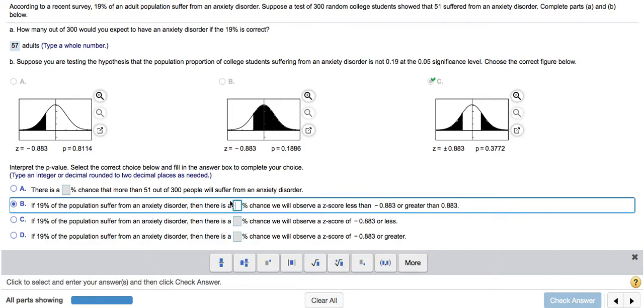So I'm going to put 37.72. So then there is a 37.72% chance we'll observe a z-score less than negative 0.883 or greater than positive 0.883.